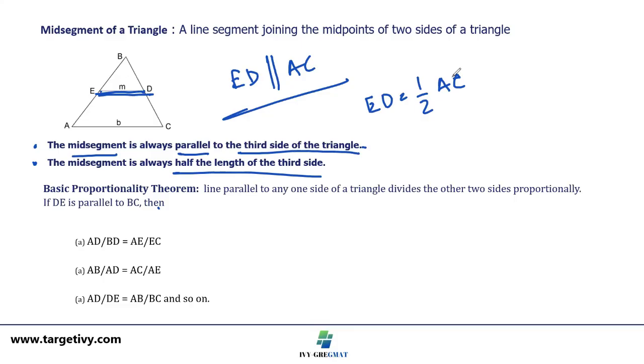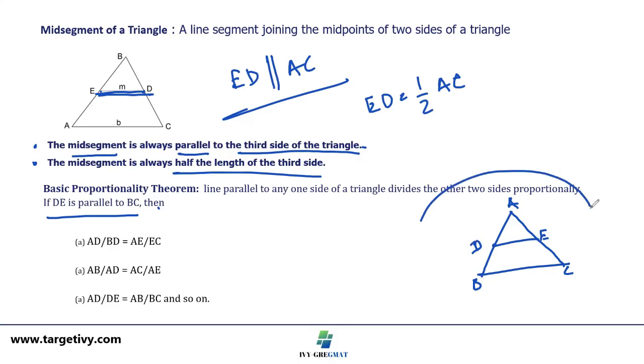Now there is something called the basic proportionality theorem. A line segment parallel to any one side of the triangle divides the other two sides proportionally. How? If DE is parallel to BC. So let's draw a triangle here: A, B, and C. So this is D and this is E. This is our triangle.